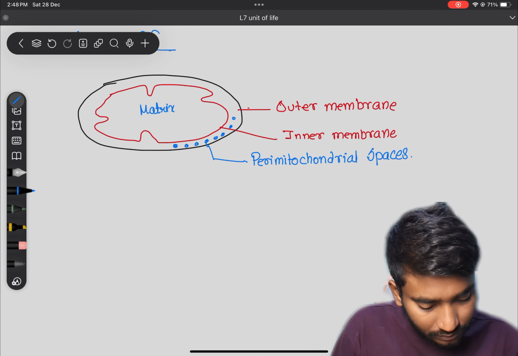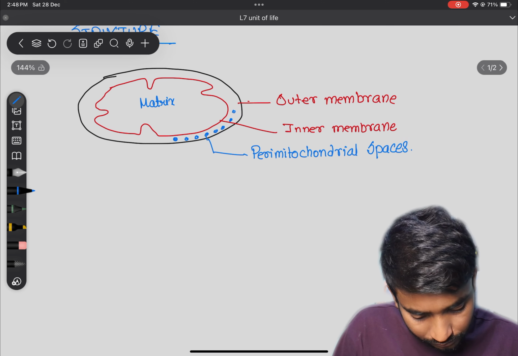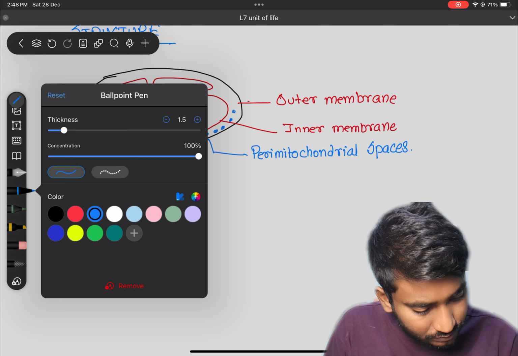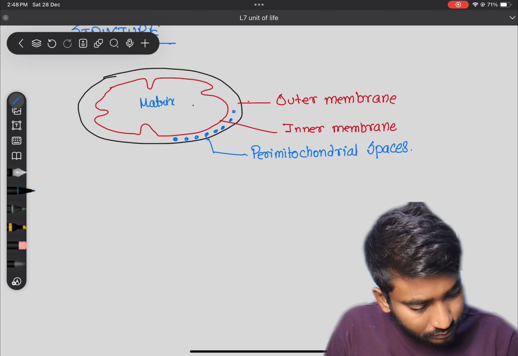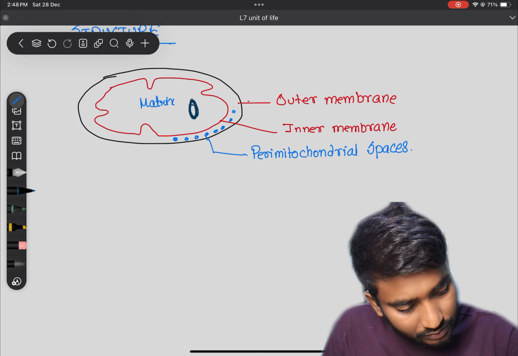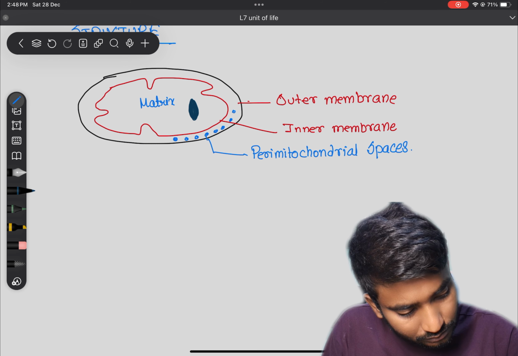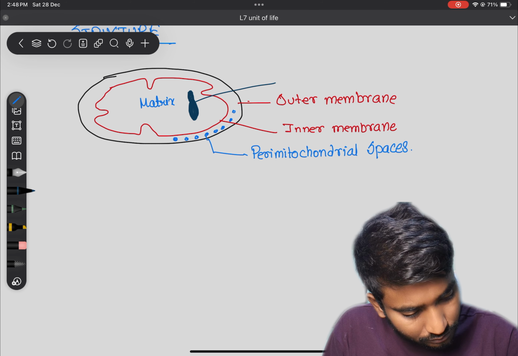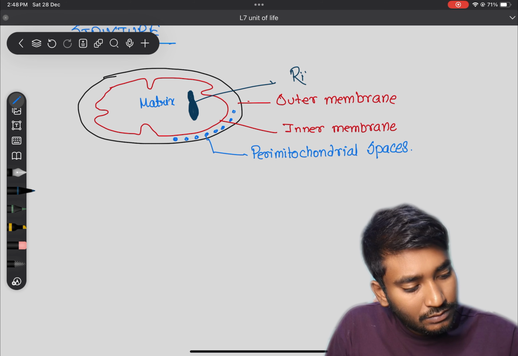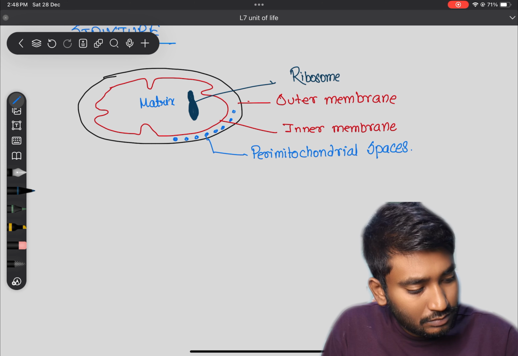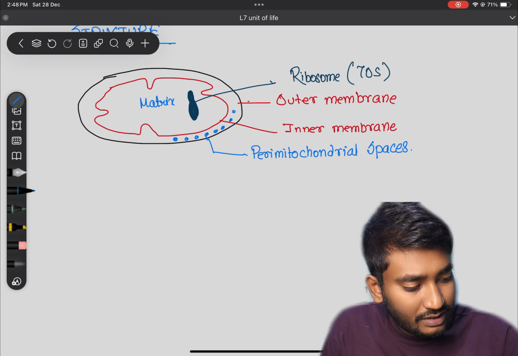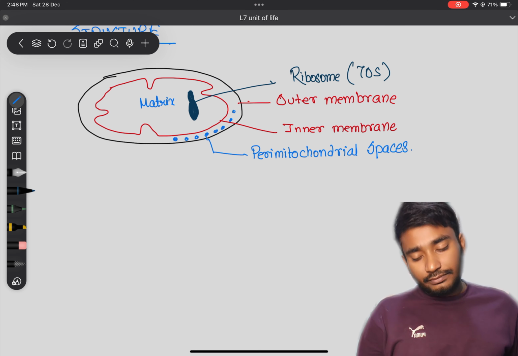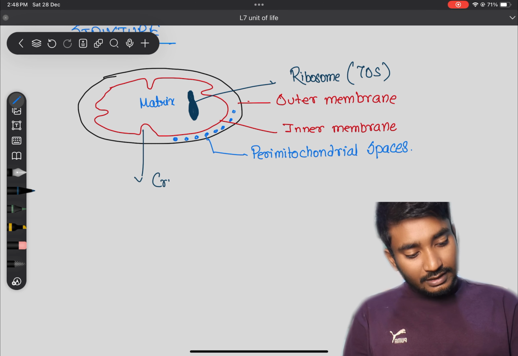Okay, so here we have ribosomes also. Yes, here we have ribosomes also. A ribosome, and it is 70S. In mitochondria we have 70S ribosomes. Okay, these are the cristae.